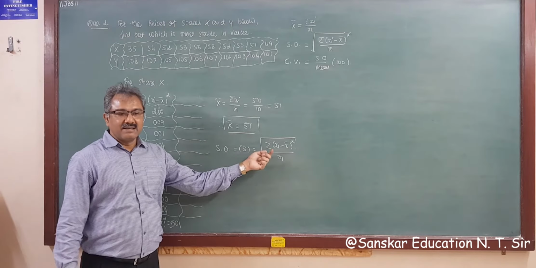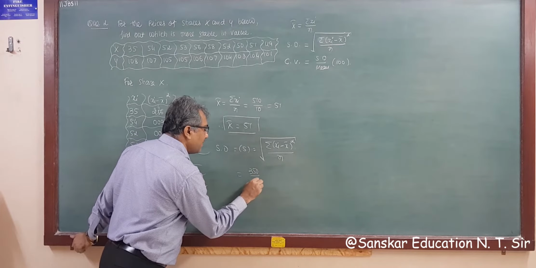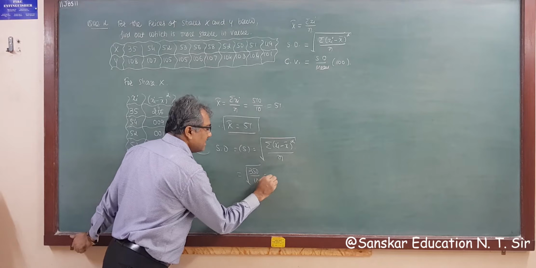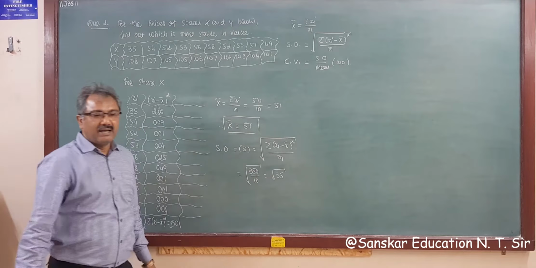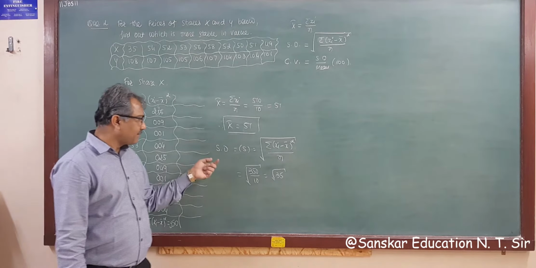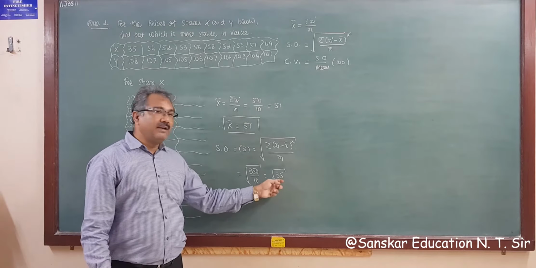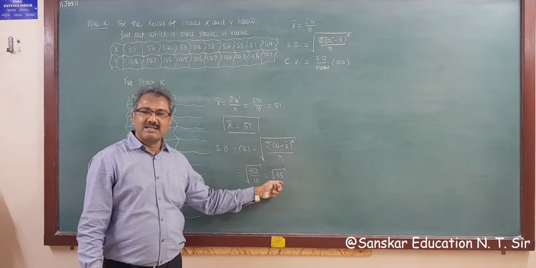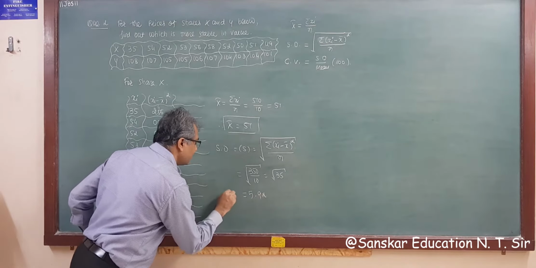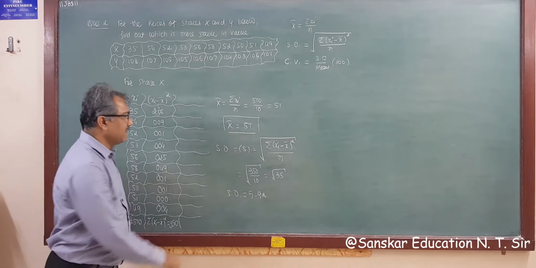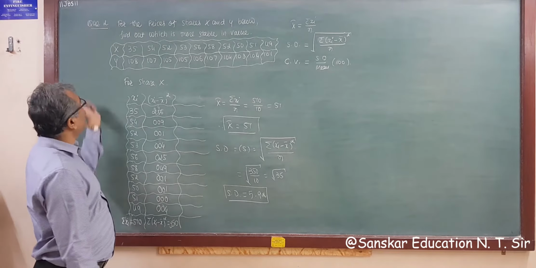So standard deviation is the square root of 350 divided by the number of observations, 10. That is square root of 35. 6 square is 36, so this is less than 6 and very near to 6, since 35 is very near 36. So the answer will be approximately 5.92. So this is your standard deviation. Standard deviation is 5.92.